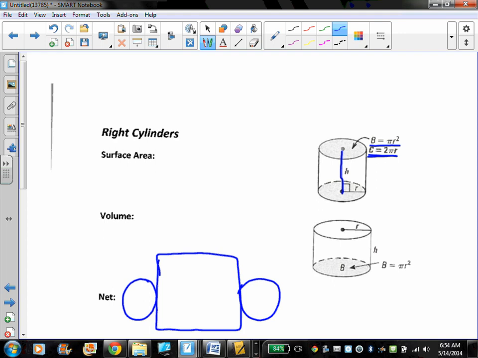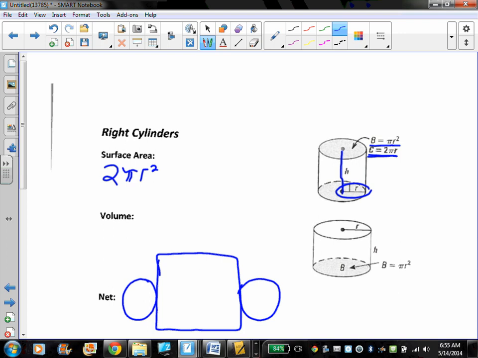Now, based on that, if we're doing the surface area, we're going to need to find the areas of two circles. And each of those circles has a radius. So, the formula for one of those circles' areas is going to be pi r squared, but we need two of the circles, so we're just going to take that number and multiply by 2. So the first part of our equation, and a lot of you may have realized this already, is going to be 2 pi r squared to get those two circles in there.